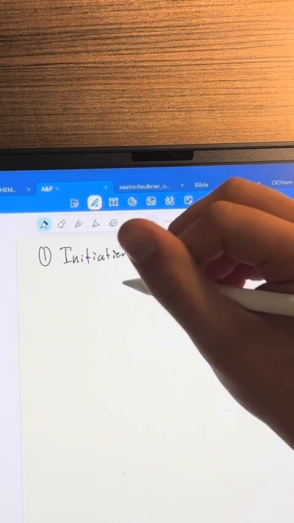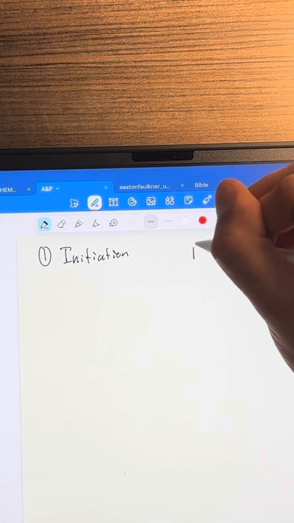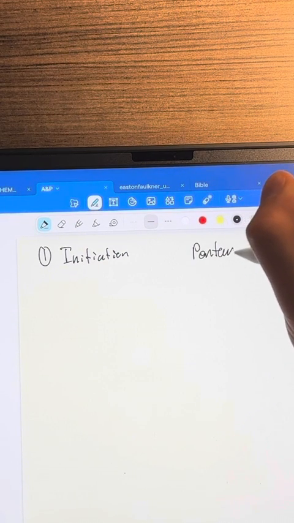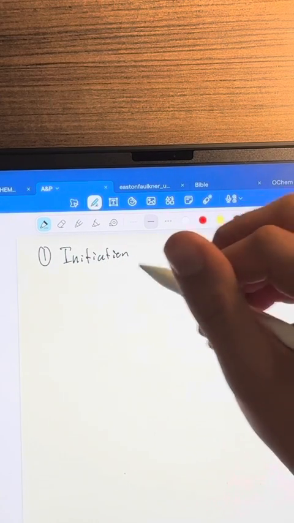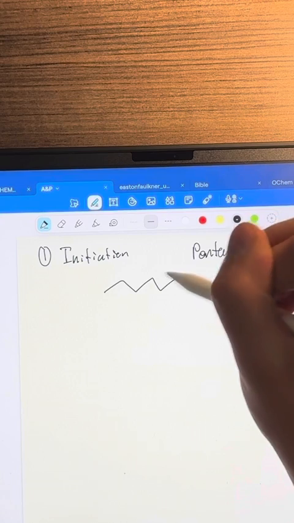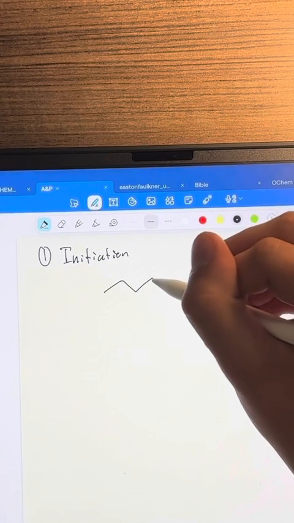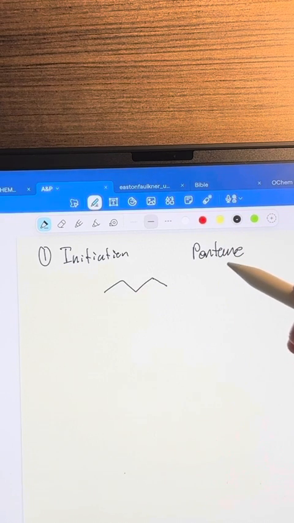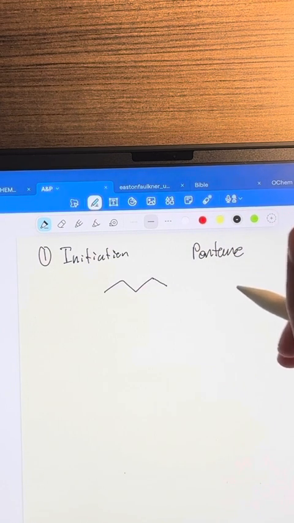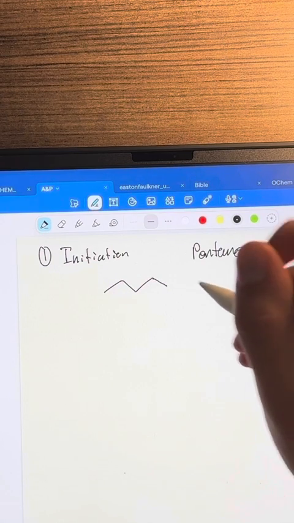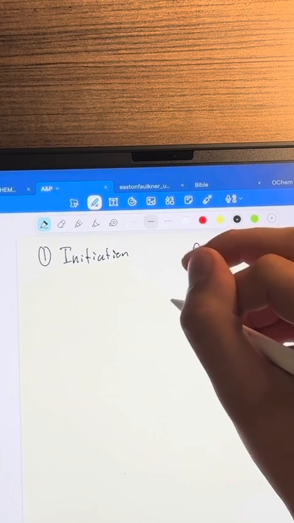The molecule we're going to be working with is pentane. So pentane has a molecular structure of 1, 2, 3, 4, 5. And we're doing the chlorination of pentane. So the first step in initiation is we're going to be creating the free radical.